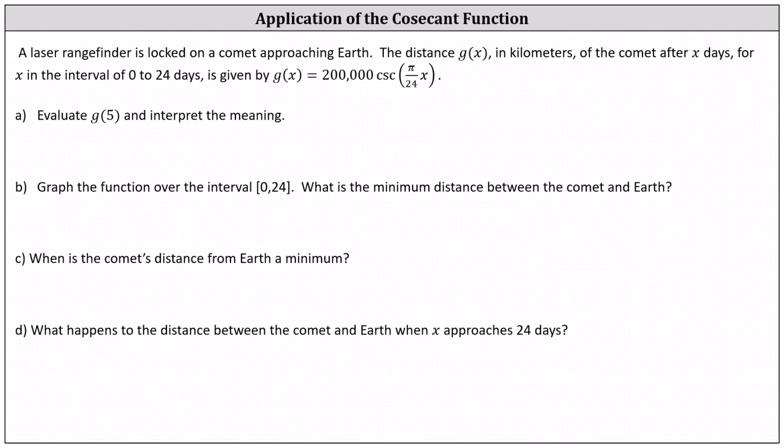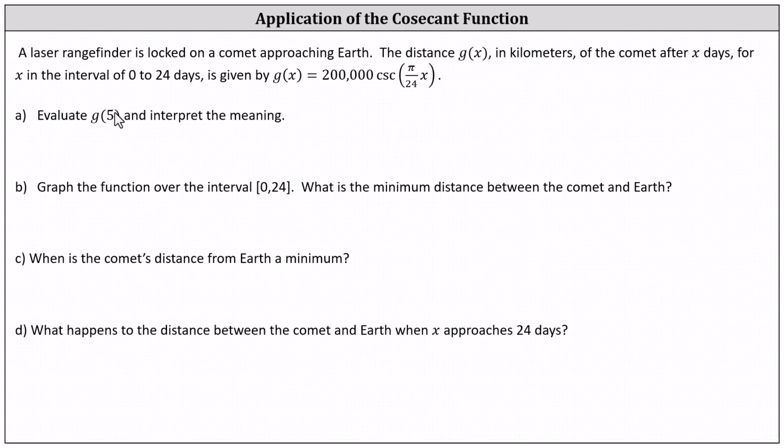A laser rangefinder is locked on a comet approaching Earth. The distance g of x in kilometers of the comet after x days, for x in the interval from 0 to 24 days, is given by g of x equals 200,000 times cosecant of pi divided by 24 times x.